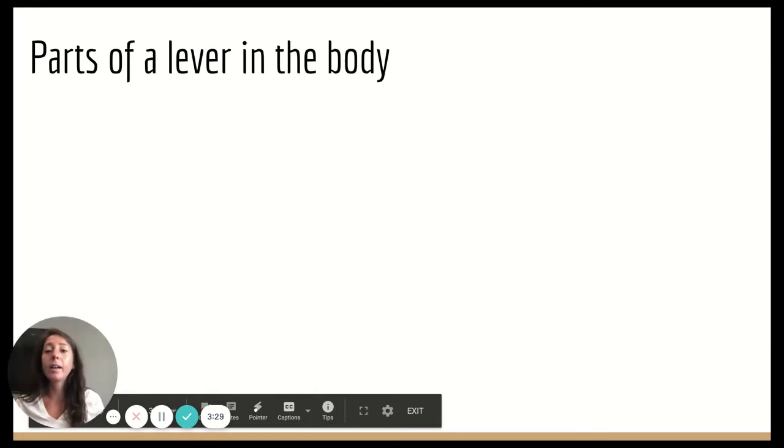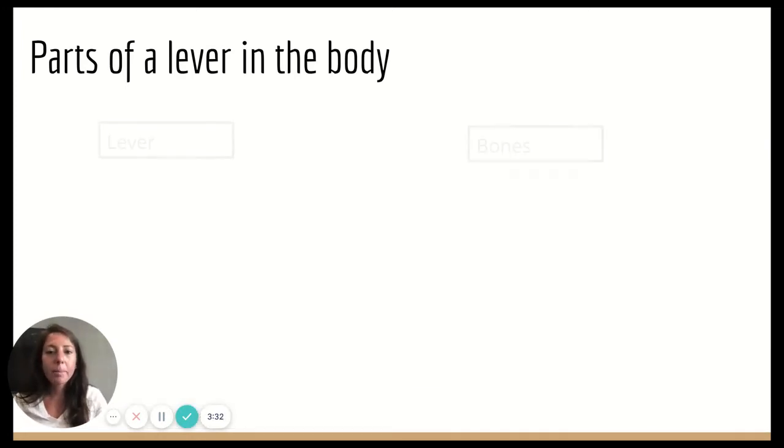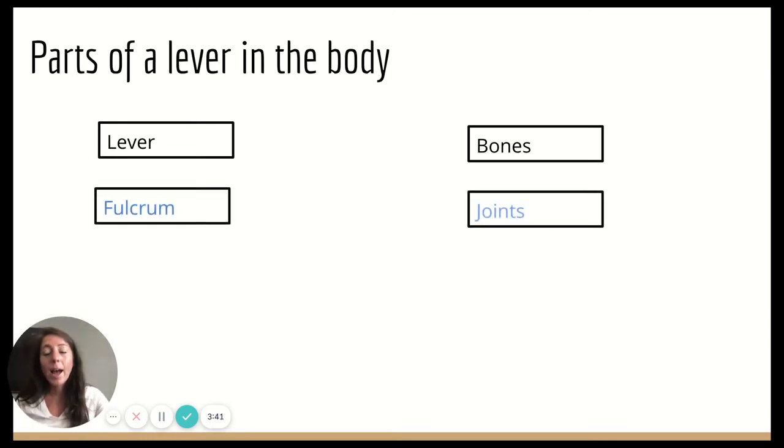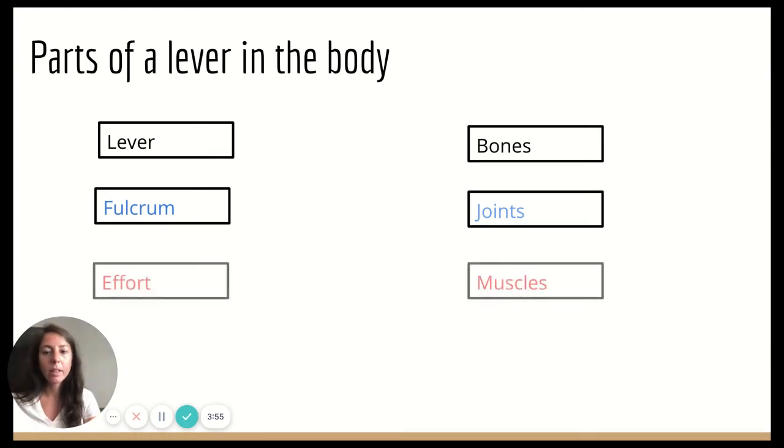Here are the parts of a lever in our body. What acts as levers are bones. Bones are these bars that are going to be moving. What acts as the fulcrum, that fixed point around which these bones can move, is the joints. Here's my elbow joint, and it's staying stationary while my bones, the ulna and radius, are moving. The effort is muscles. What's allowing my forearm to move up and down is my bicep muscle, pulling on these bones. So muscles are the effort.